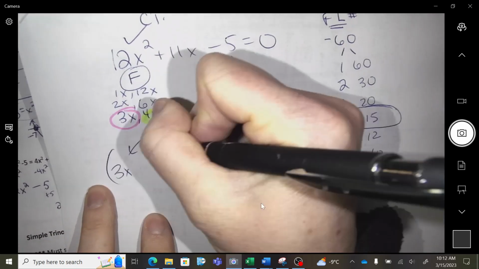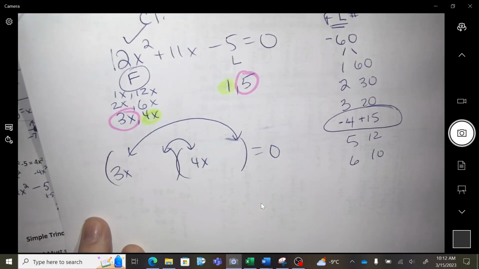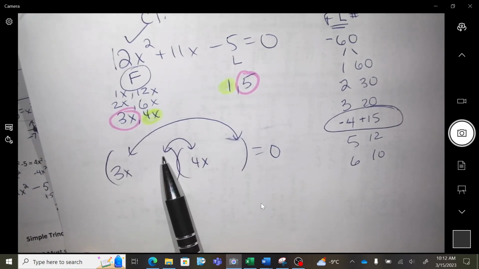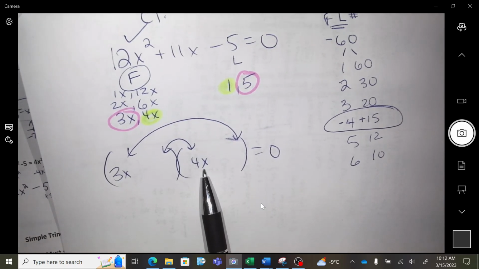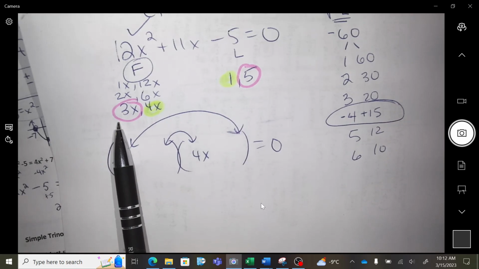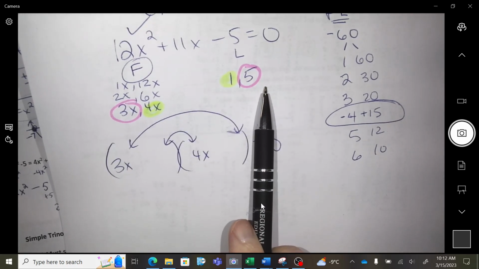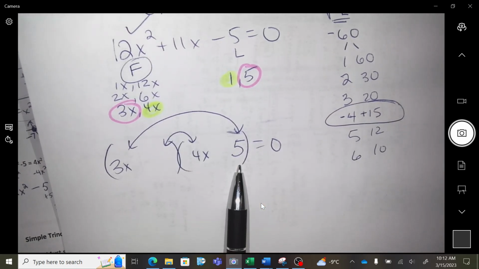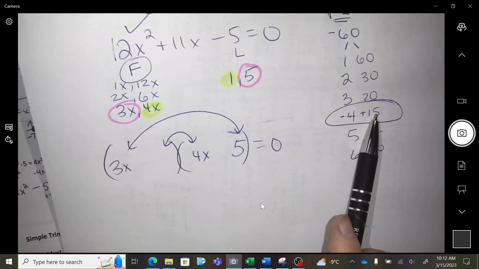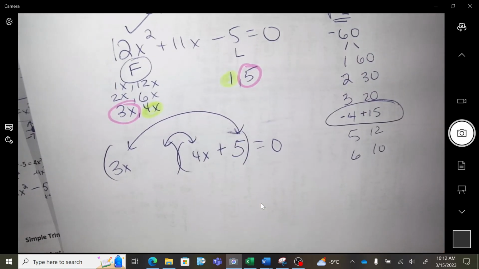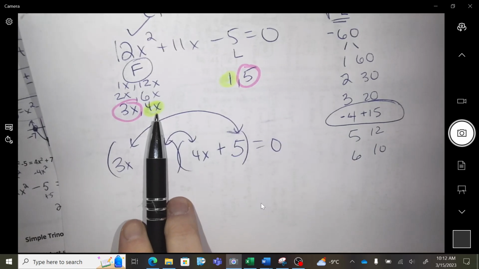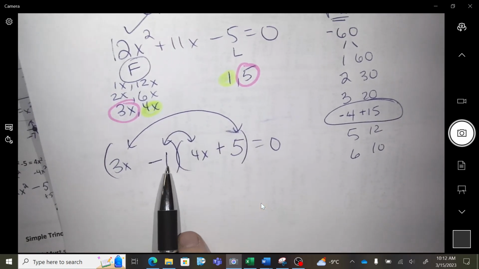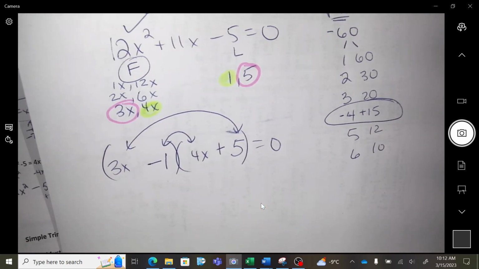Then I do this. Why do I do that? What am I working with? FOIL, right? The outsides and the insides have to combine to be 11. So what did we partner the 3x with? The 5. We partnered 3x with 5 to make plus 15x. And we partnered the 4x with the 1 to make negative 4x. Do you see my FOIL?